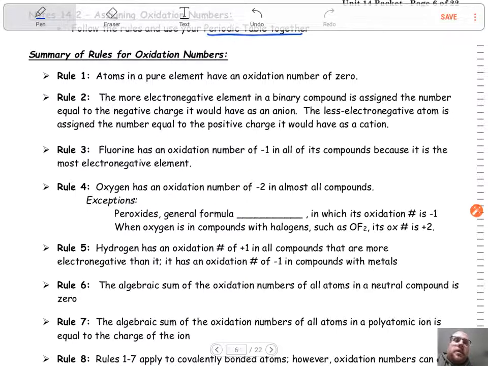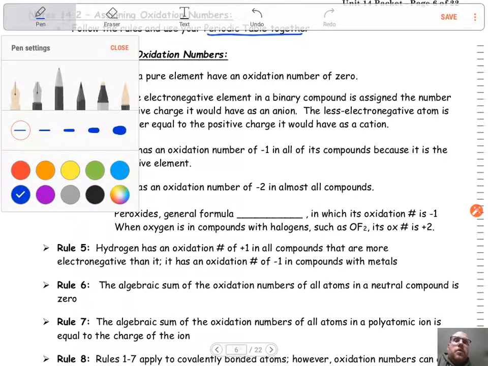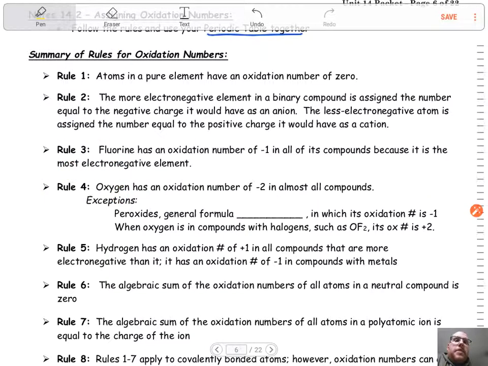A highlighter is something you probably want to have as well, or just a colored pencil, to highlight the important information as we go through and talk about it. So let's jump in. First rule, guys, and this is one that people will forget about the most: pure elements have an oxidation number of 0. What that means is when it's an element by itself, something just like sodium or sulfur, not bonded to anything else, it's 0. It's neutral. No electrons have been gained or transferred.